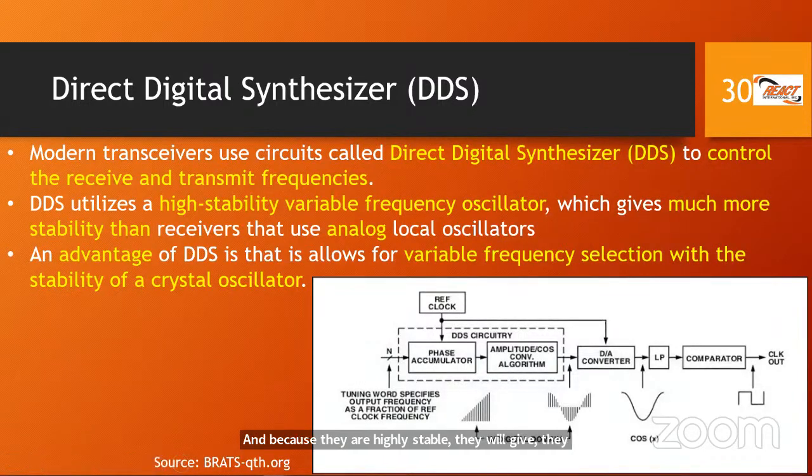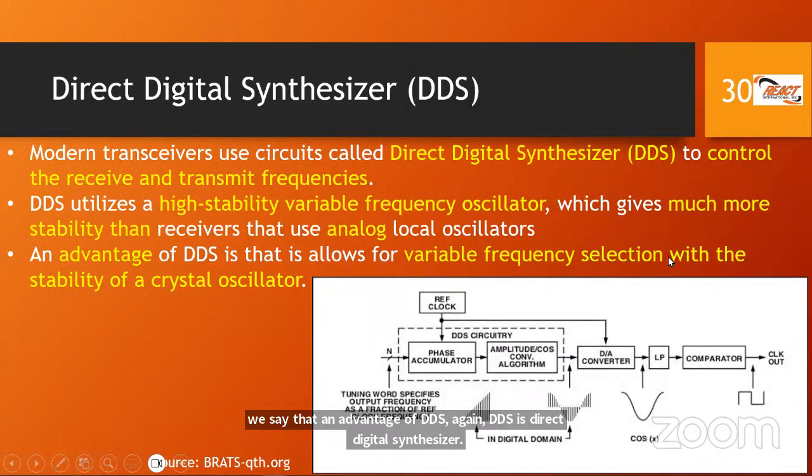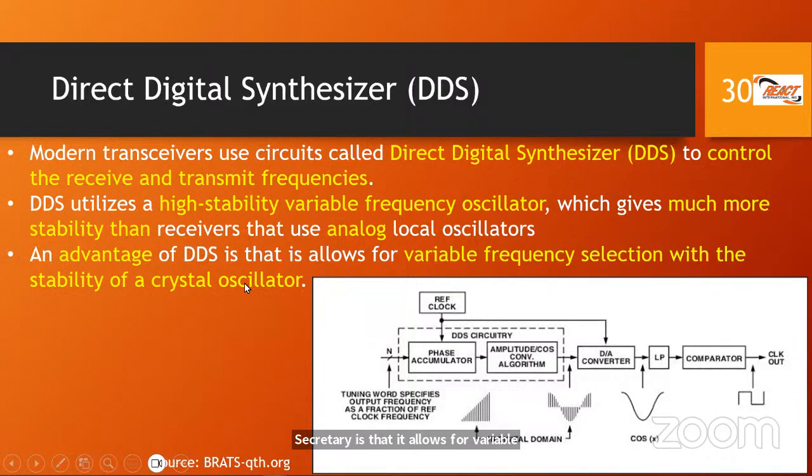And as a result of that, they have improved properties. So that's one of the advantages in using digital circuitry or direct digital synthesizer circuitry. Much more stable than analog type circuits. So we say that an advantage of DDS, again, DDS is direct digital synthesizer circuitry, is that it allows for variable frequency selection with the stability of a crystal oscillator. So again, this here is our little diagram that shows DDS as a block diagram.